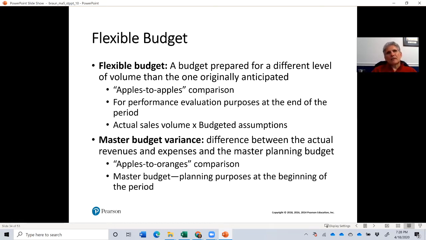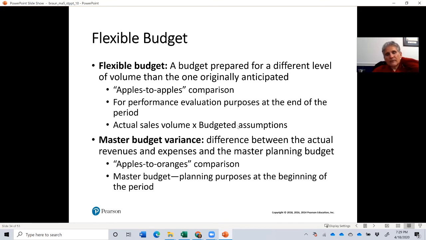But if we end up selling 6,000 units, is it really fair to compare our numbers to all the numbers we generated based upon 5,000 units? And so the obvious answer may be no, it's not fair. We have to go back and adjust the budget based upon the new volume. So what we're going to be striving to do is comparing apples to apples, volumes to the correct volumes.